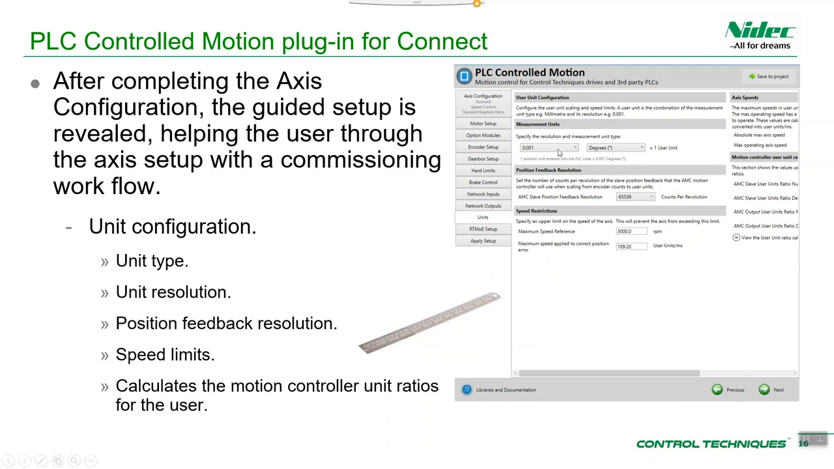So to allow the user to easily configure extra resolution to make the most benefit of the encoder that they've got fitted, you can say how many decimal places of resolution you'd like for one of those units. You've got the ability to configure and set up the slave position feedback here, and you've also got the ability to set up speed restrictions, so things like what's the ultimate maximum speed that you'd like the axis to be able to go to, or what is the maximum speed that you'd like to be able to apply to correct positional following error.